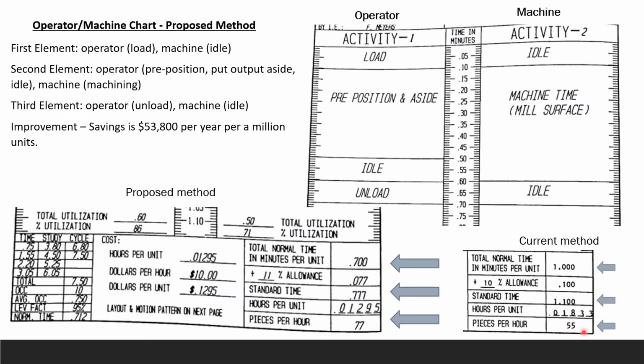In the current method, we got only 55. And we spent the total normal time of 1 minute with allowance 0.1. So the standard time for that current method operation is 1.100. And your hours per unit at that time was 0.01833. 1 divided by 0.01833 is going to give you 55 pieces or units per hour of production. Okay. So this is a better method because you're producing 77 and that's only 55. So you can get the difference of how much better this method is.